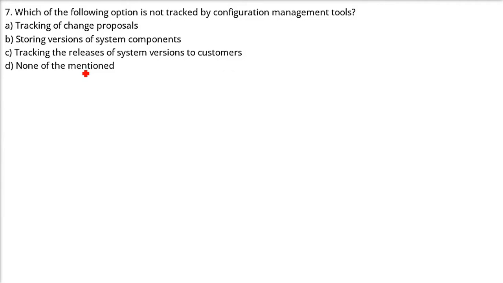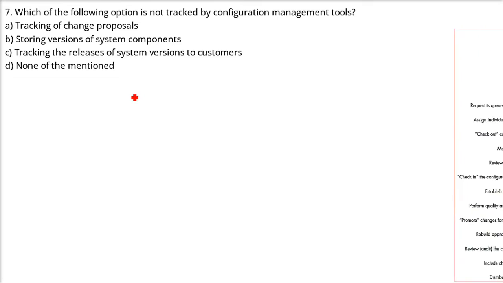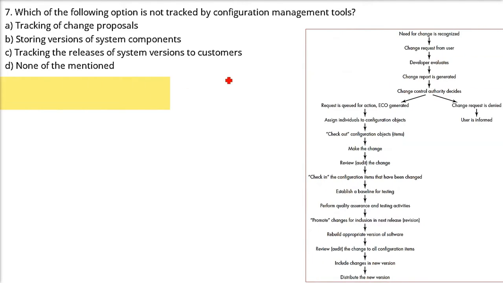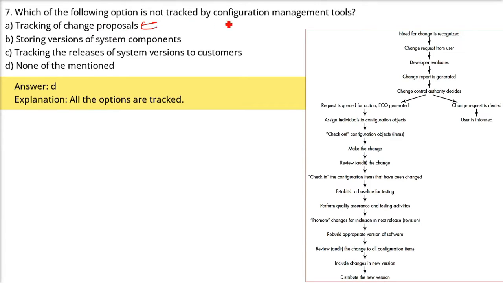Which of the following options is not tracked by configuration management tools? So see, tracking of change proposals, storing versions of system components, tracking the release of system versions to customers. Now the answer here is all of these: A, B, C, all these options are tracked by the SCM tools.